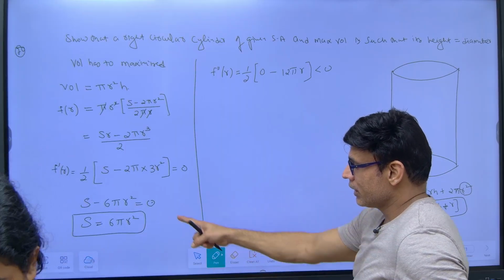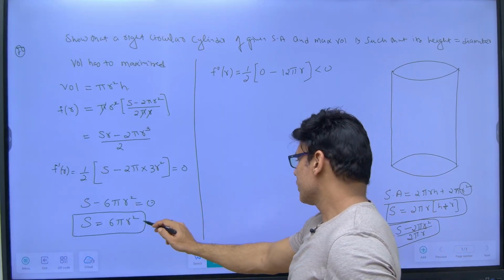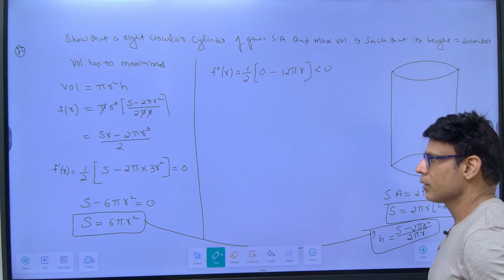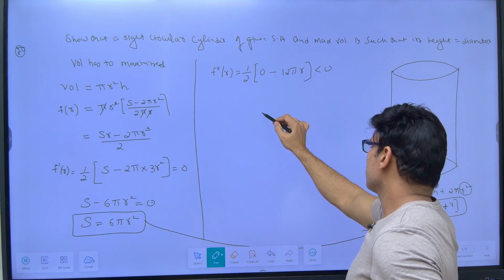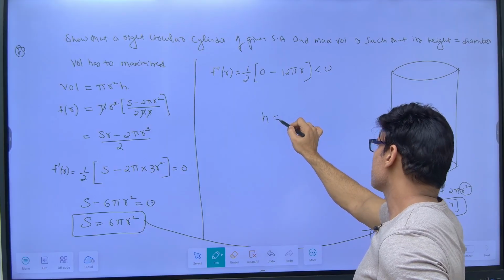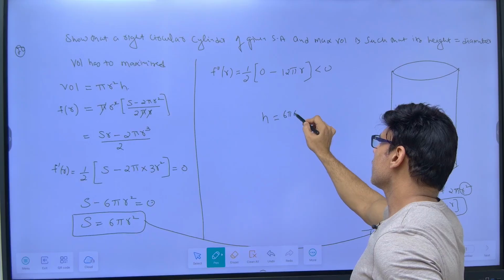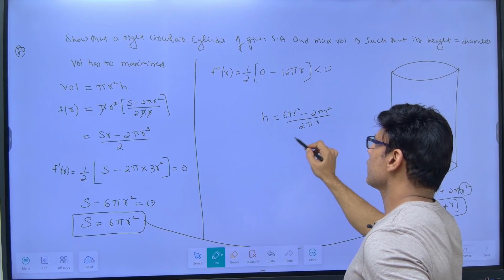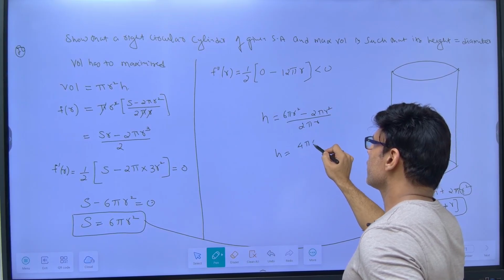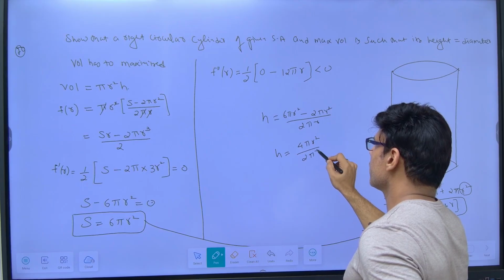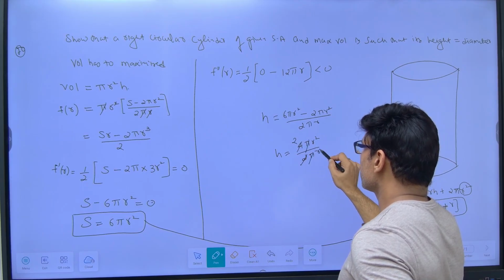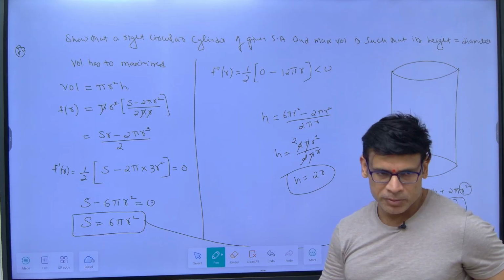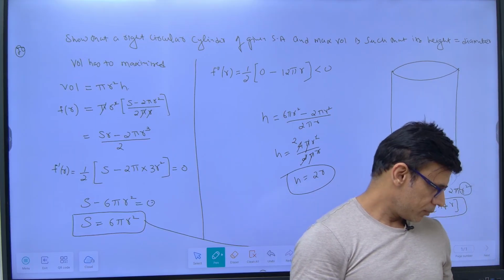After that, this value which you have found should be substituted here. And H will be equal to what? 6 pi R square minus 2 pi R square over 2 pi R. H is equal to 4 pi R square over 2 pi R. 2 to the 4, pi cancel. H is equal to what? 2R, hence proved. Thank you so much.